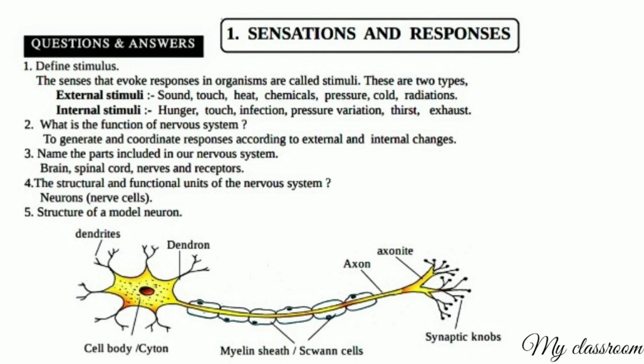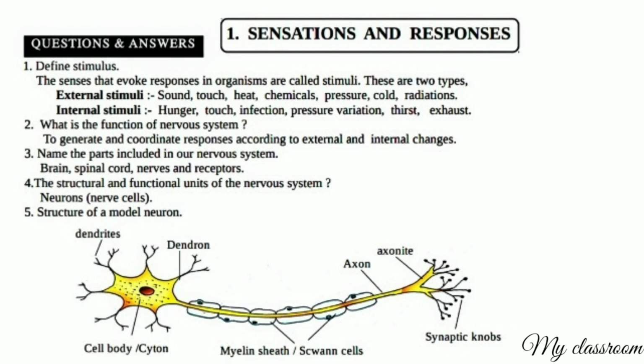Second question, what is the function of the nervous system? To generate and coordinate responses according to external and internal changes. Name the parts included in our nervous system. Brain, spinal cord, nerves and receptors.